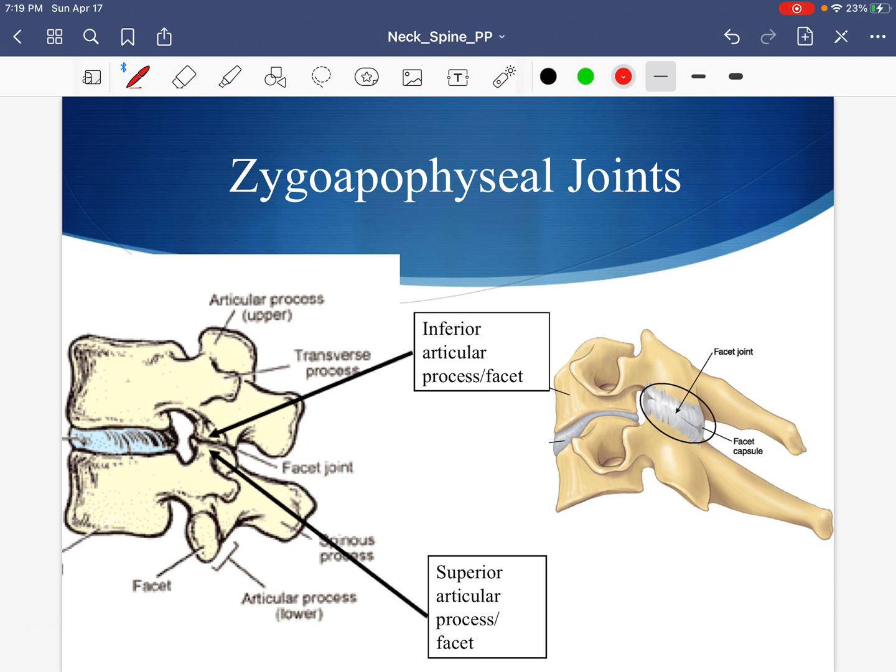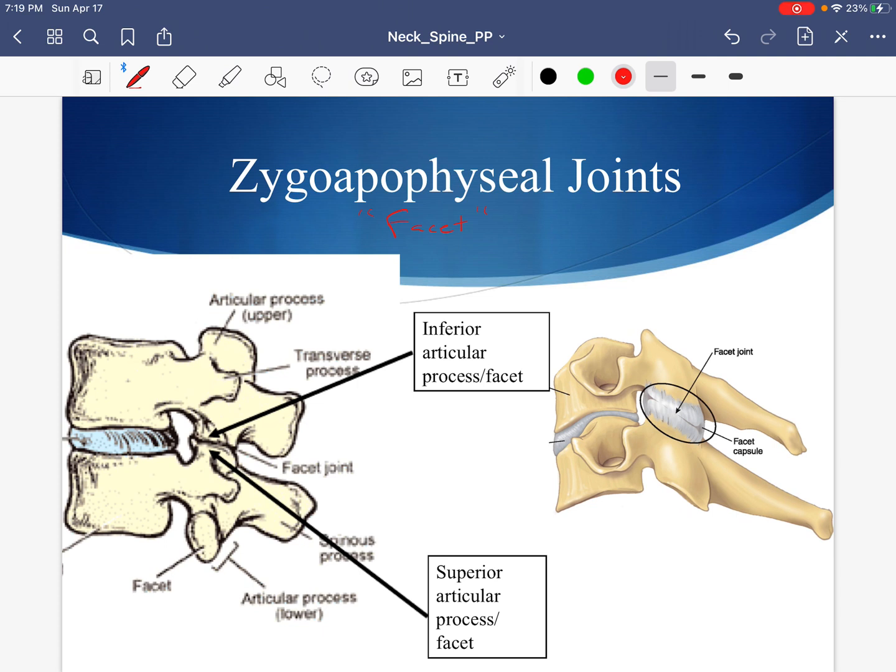Okay, moving on down, we have the zygoapophyseal joints. These are also called the facet joints. To begin this discussion, the facet joints are where the vertebrae stack on top of each other. This is where the vertebrae stack on top of each other.